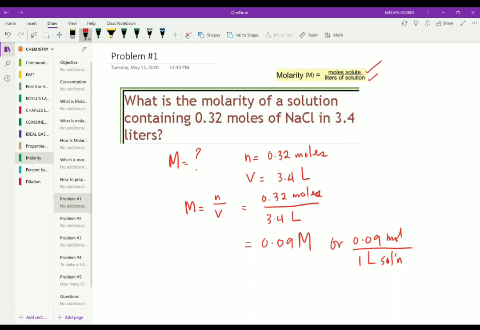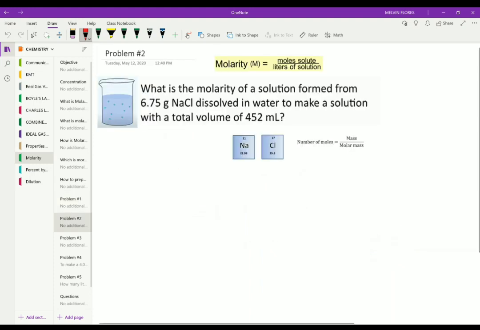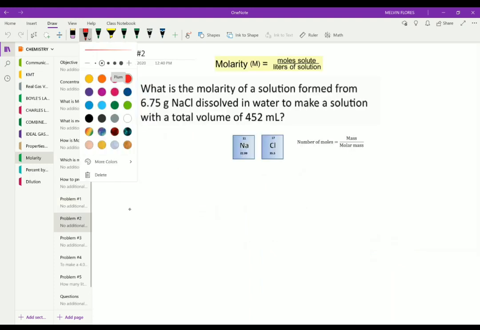Okay, let's take a look at another problem. Let's say, for example, we have here the second problem, which says, what is the molarity of a solution formed from 6.75 gram of NaCl dissolved in water to make a solution with a total volume of 452 ml.